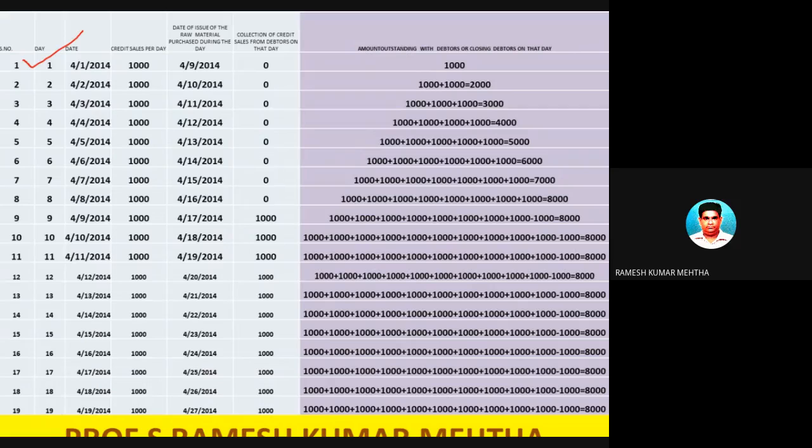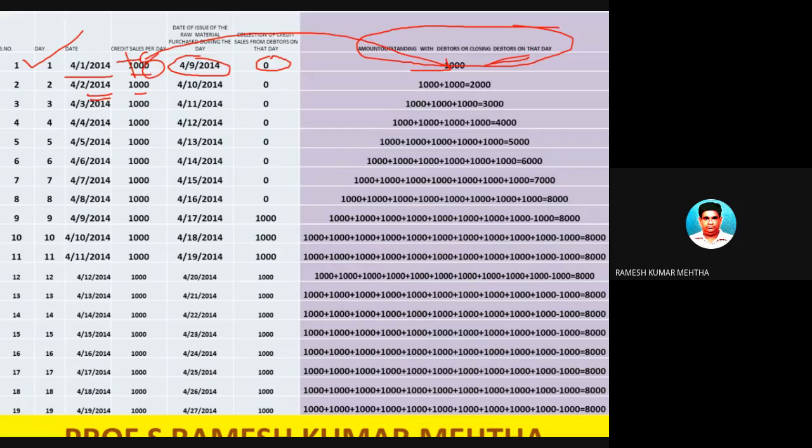Day one, that is on 1st April 2014, I am selling rupees 1000 worth of goods to the customer, and he is telling that he is going to pay after 8 days. So on 9th April, he is going to pay. Have I collected anything on this first day? No, I have not collected anything from the customer. So what is the outstanding amount? This 1000 rupees, which I will receive after 8 days, is outstanding. This is not paid. So this is the amount outstanding with the debtors on the first day.